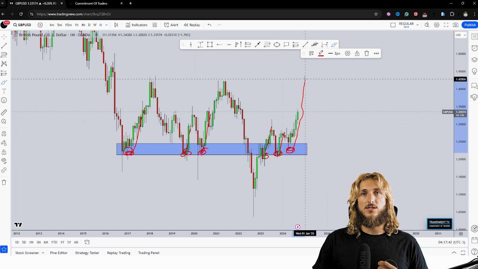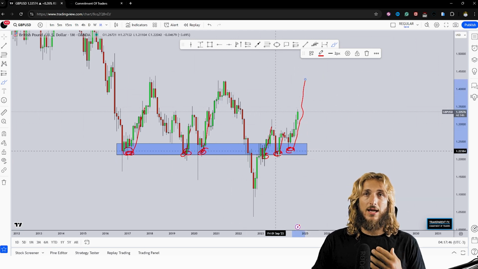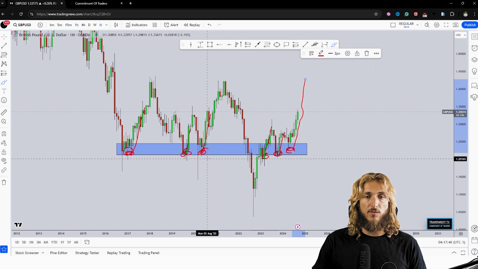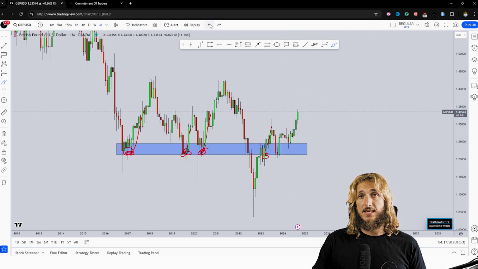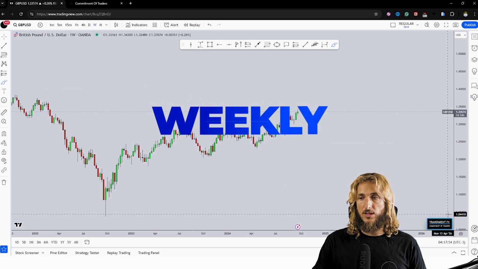And in a situation like this, more bullish price action could be expected away from this level, as already happened in the past every time the market was testing this exact same zone. So let's keep this in mind and drop down on the weekly time frame.